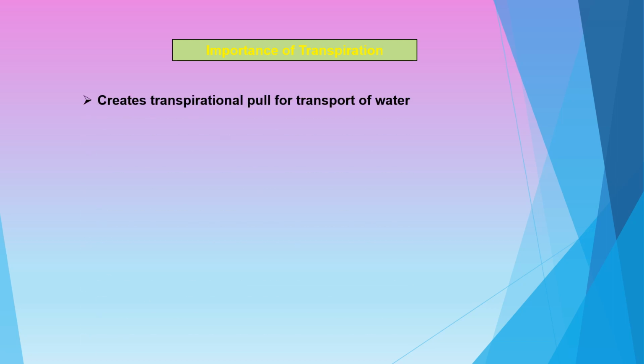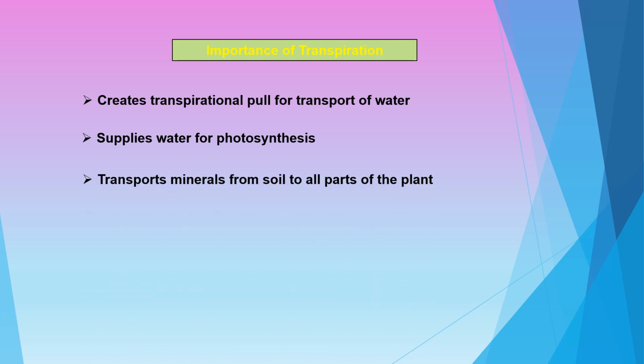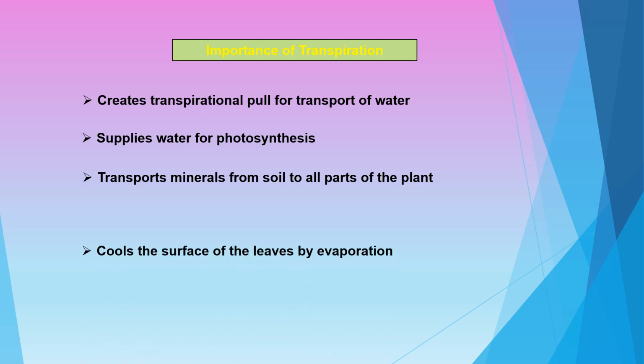Now we'll see the importance of transpiration. Why does the plant need transpiration? First, it creates transpirational pull for the transport of water. Due to transpirational pull only, the water flow continues from the root to the leaves. Second, it supplies water for photosynthesis. It transports minerals from the soil to all parts of the plant.